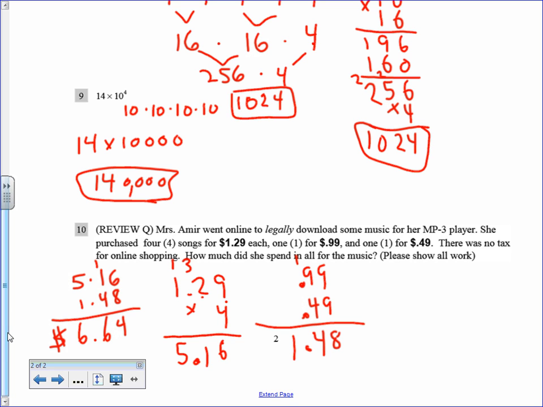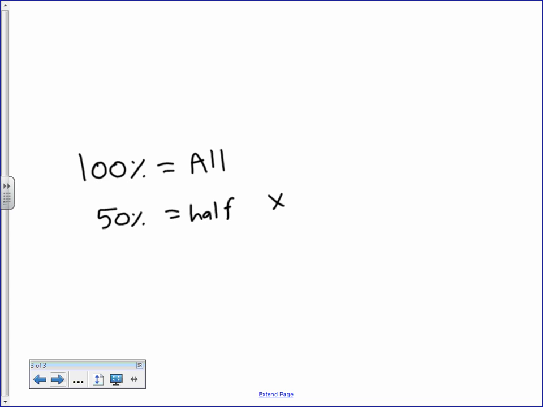All right. Hopefully you'd be ready. The only other question on the test will be a percents question. Just remember the easy percents, right? 100% means the whole thing, all. 50% means half. How do you find half? The easiest way, either multiply by 0.5 or divide by 2.